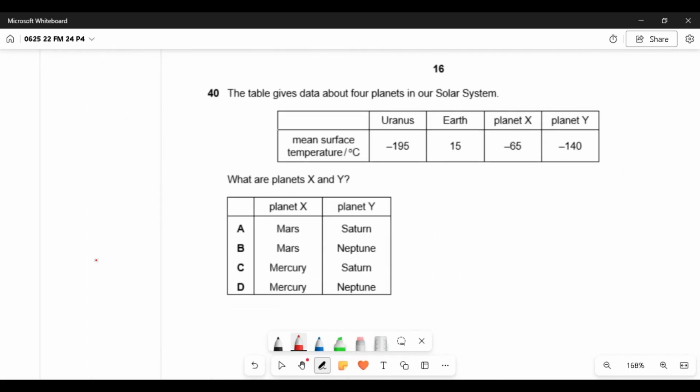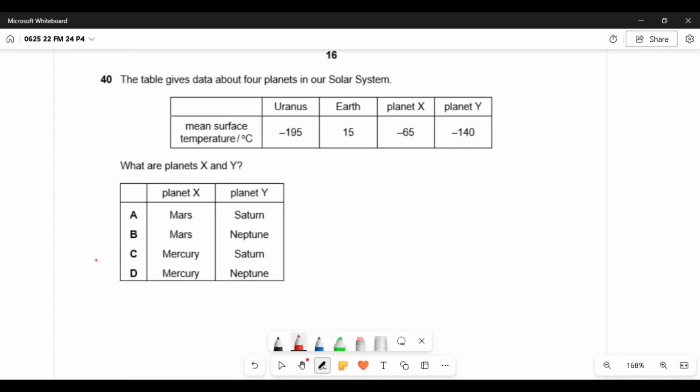The last question: the table gives data about the planets of our solar system, Uranus, Earth, planet. As the distance increases, the temperature decreases. What are planets X and Y? We know that planet X is a little bit closer and Y is farther. From the Earth, the closest is Mars, then Jupiter, then Saturn. So option A shows that X is closer to Earth. That's why it has a temperature a little bit more than that. So this option looks good.